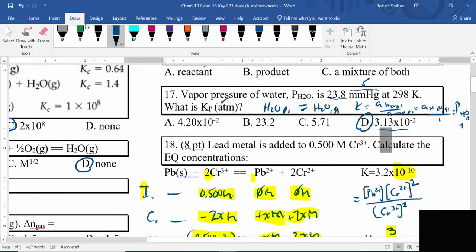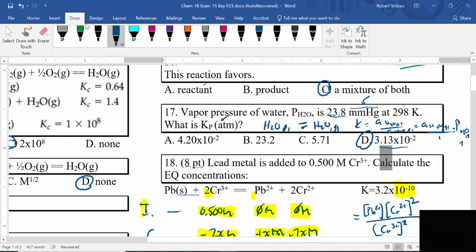You see what we're doing is, when we mix this together, the lead metal and the chromium-3 solution, it's immediately going to react. So what we're doing is just backing up in time, to where we didn't have any reaction. You just mix it and then let them collide and react. So we start off with 0 and 0 here.